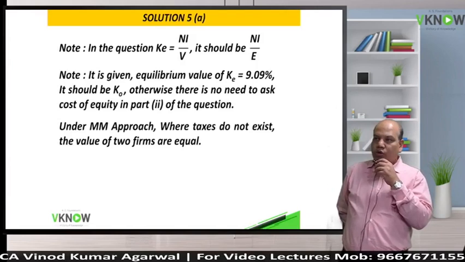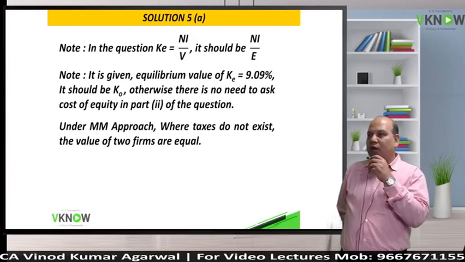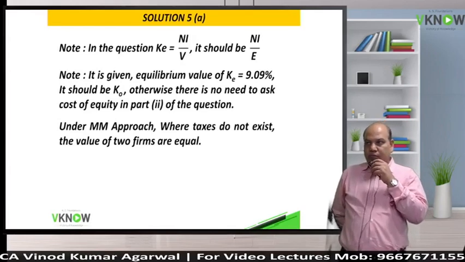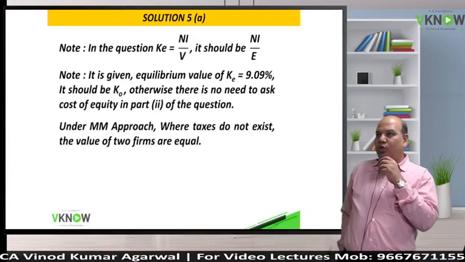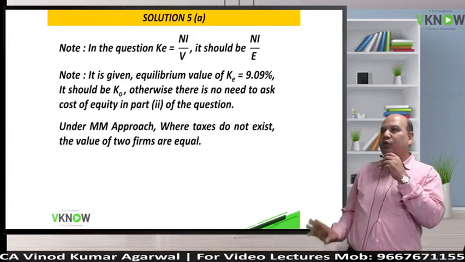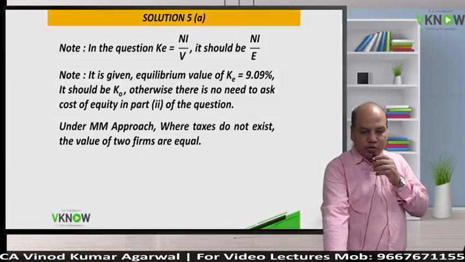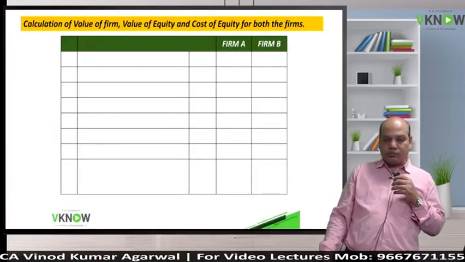And overall cost of capital is also equal. The value of the two firms are equal and overall cost of capital is also equal. KO are equal, value of the two firms are equal if they belong to same line of business. So now you write down next line.